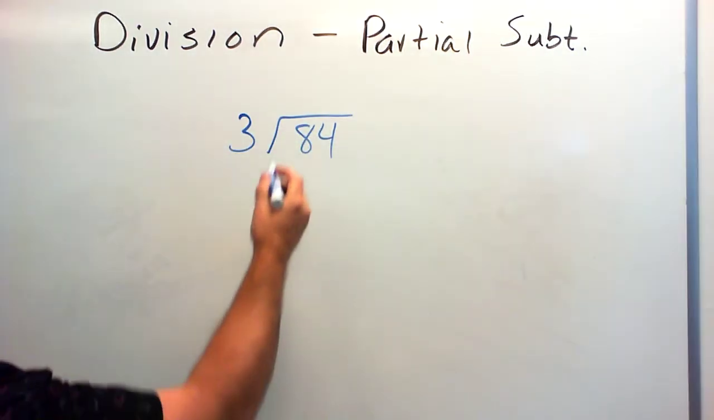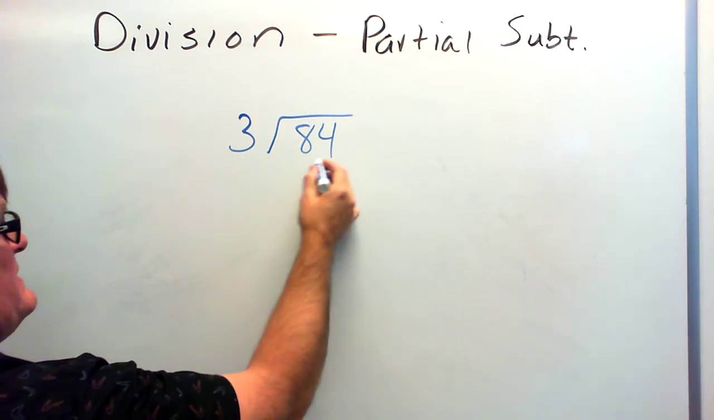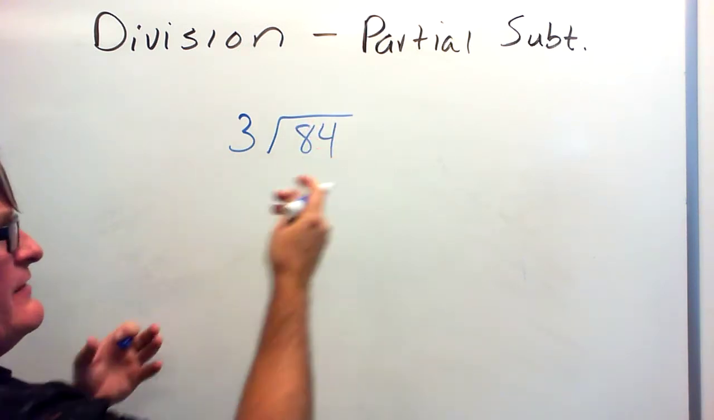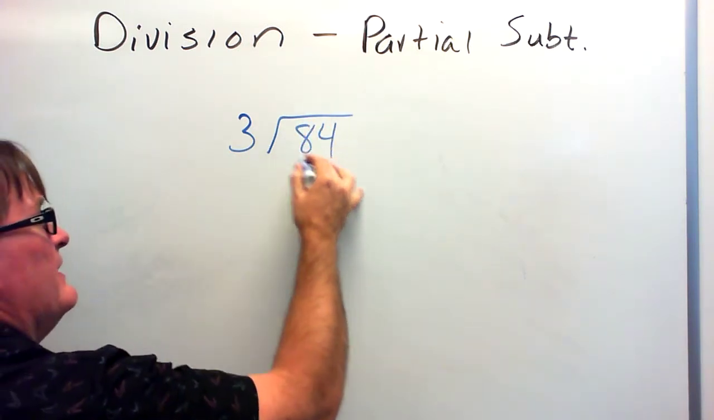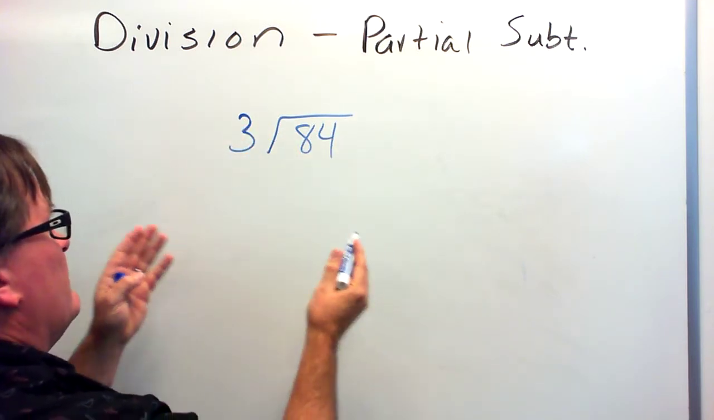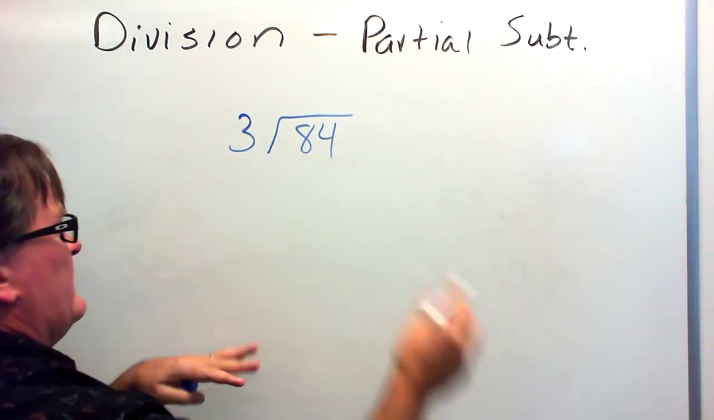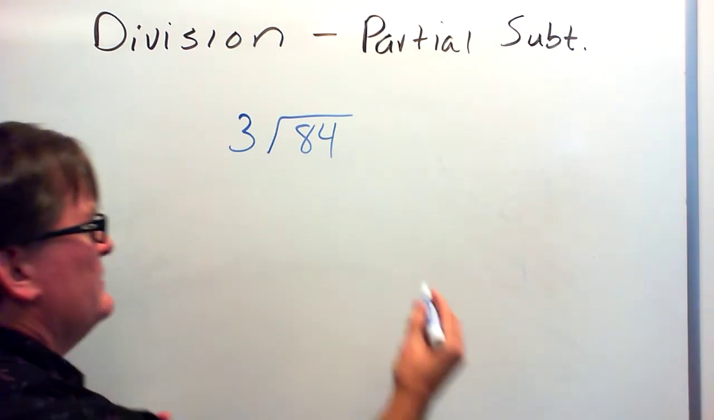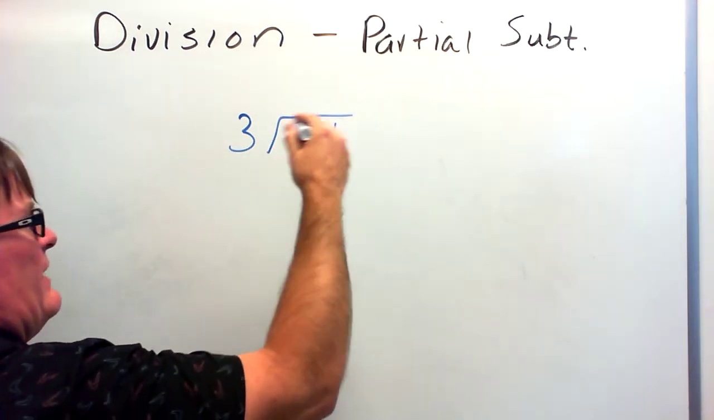It works like this. I'm going to start taking items away. So I have a set of 84. This is important terminology. I have a set of 84 items, and I need to break it up into 3 groups. Now drawing 3 groups and dividing the 84 items is really inefficient, so we need a better way. So let's start with partial subtraction.